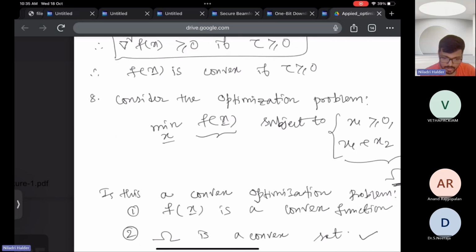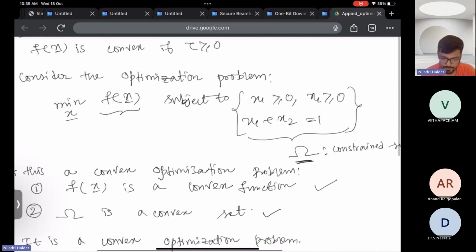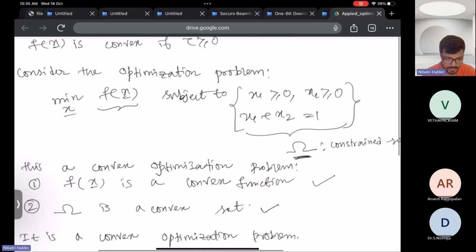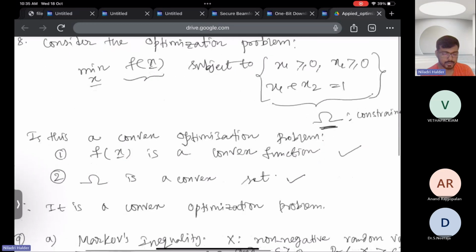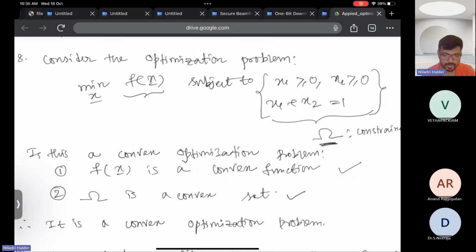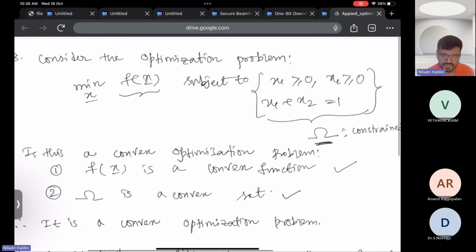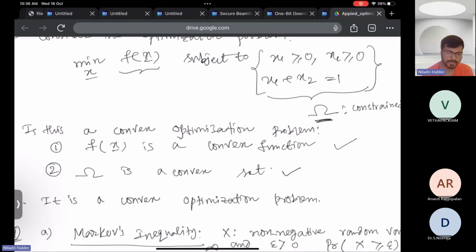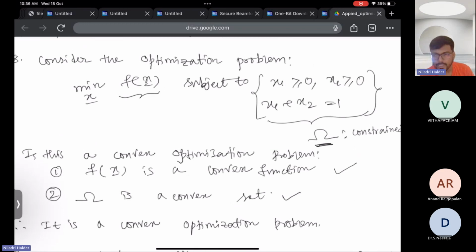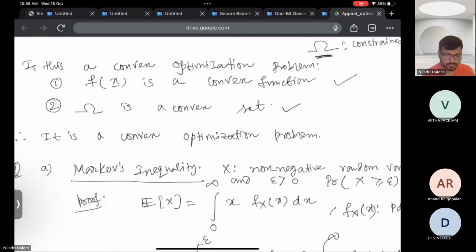So then consider the optimization problem. Okay, it is a convex optimization problem. For this case, we need to show that this set omega is a convex set. So the checking is just we will solve it from the basics. We consider two vectors x and y that belong to omega. Then we show that t x plus (1 minus t) y, where t is from 0 to 1, will also belong to omega. So that is done here.